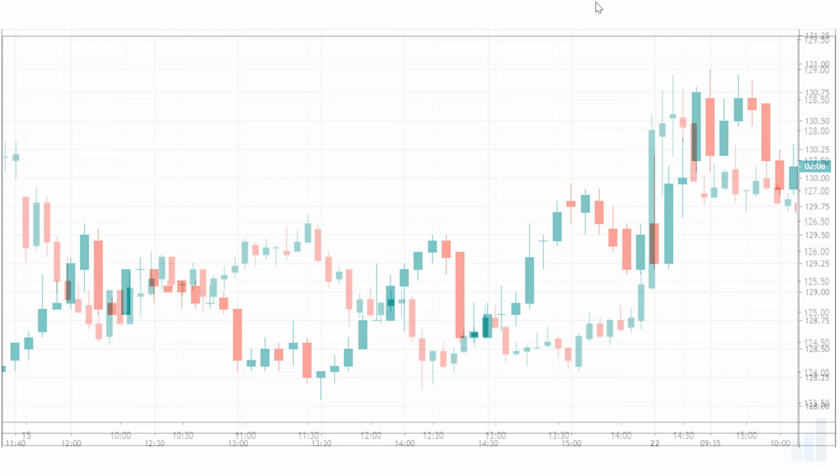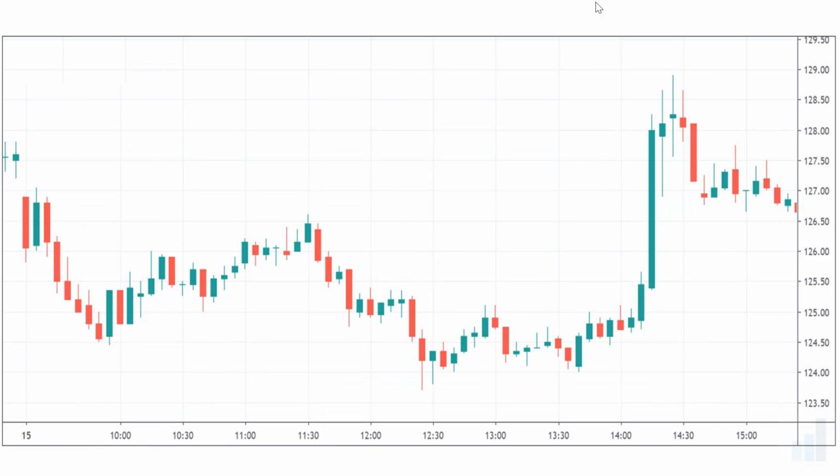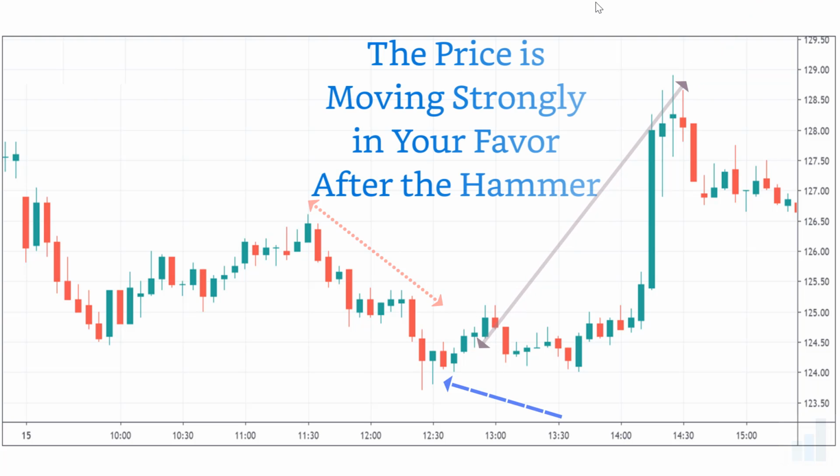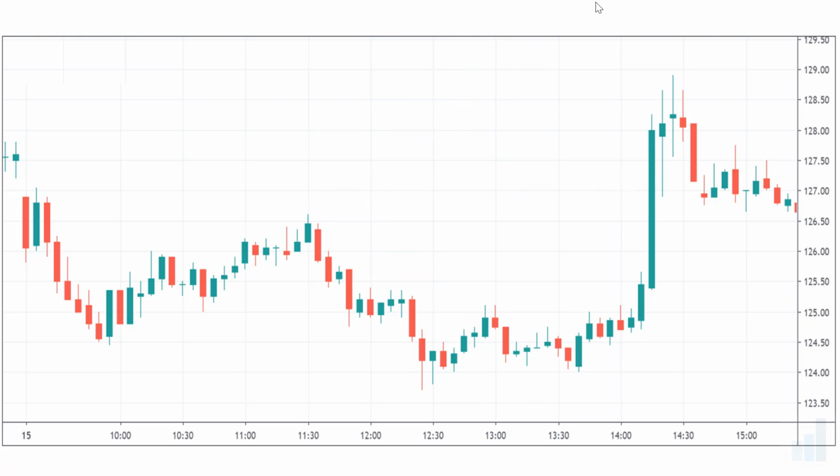And for the last example, once again you have the same setup, a hammer after a downtrend, after which the price had strongly reversed. And this is exactly what you want to see when you're trading, the price moving strongly in your favor, and the hammer candle pattern can help you achieve that.